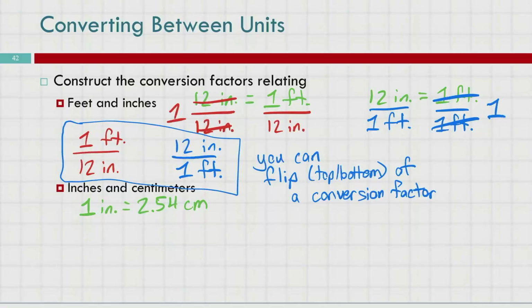So there are also 2 conversion factors that we can make with these 2 things that are equal to each other. One of them we would get by dividing both sides by 2.54 centimeters. The shortcut for dividing or multiplying both sides: if it's on the top on one side, you can move it to the bottom on the other side. If it's on the bottom on one side, you can move it to the top on the other side.